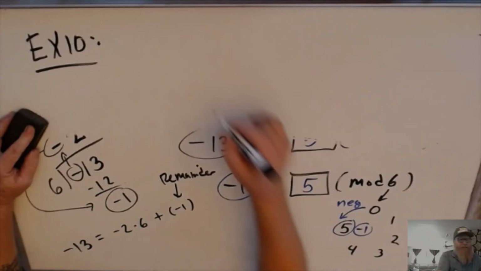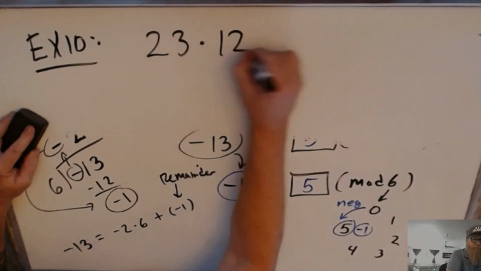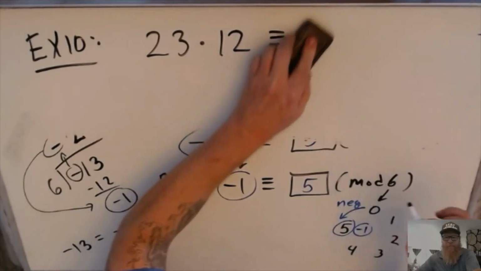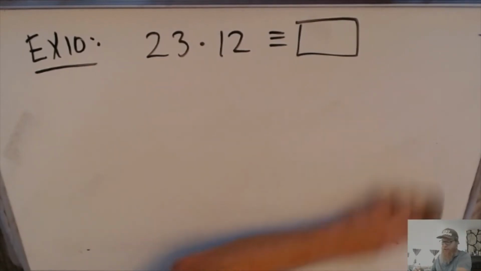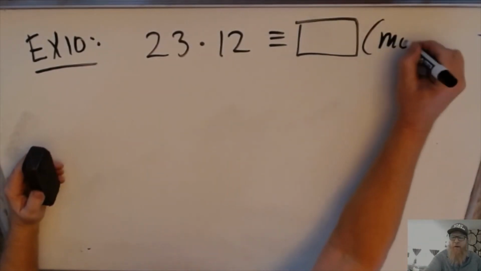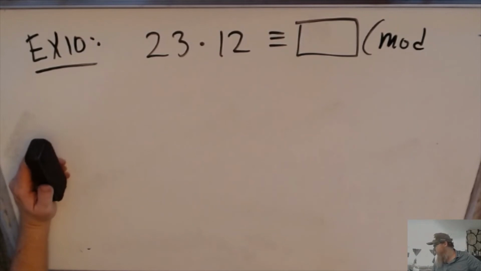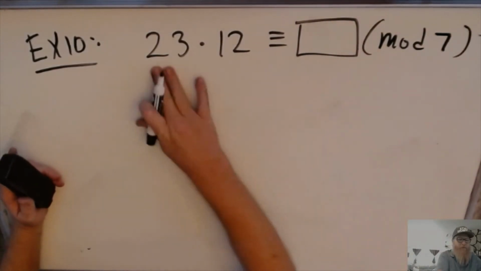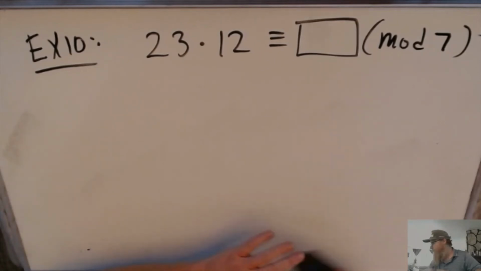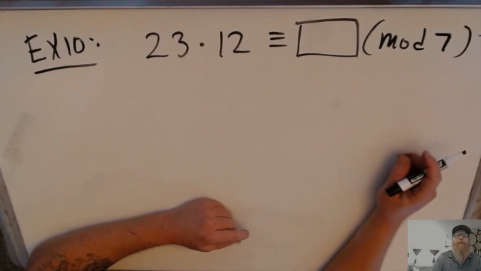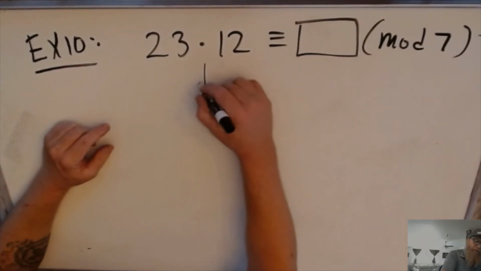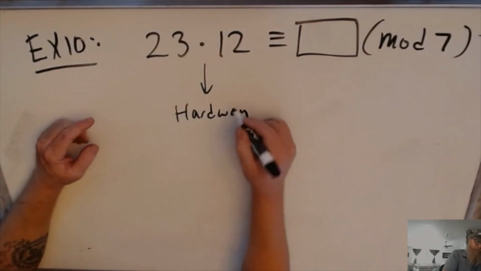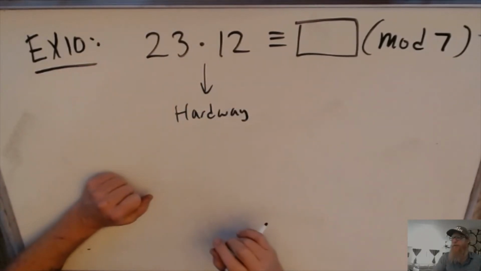How about some multiplication? Going through everything except division. You're going to use division to solve a lot of these problems, but we're not going to actually divide our moduluses. So how about this one? 23 times 12 mod 7. There are actually 2 ways to solve this problem. One way is the hard way. You actually have to multiply 23 times 12.